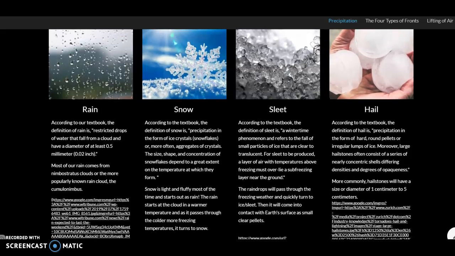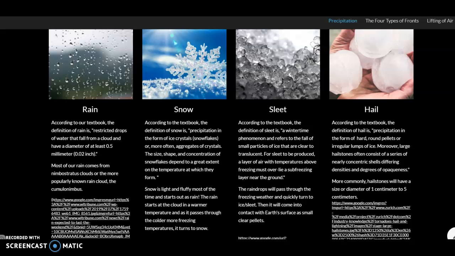Sleet, according to the textbook, again, is a wintertime phenomenon and refers to the fall of small particles of ice that are clear to translucent. For sleet to be produced, a layer of air with temperatures above freezing must overlie, or be on top of, a sub-freezing layer near the ground.